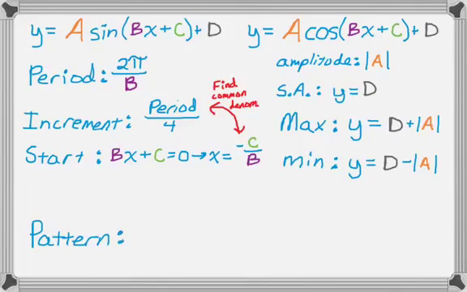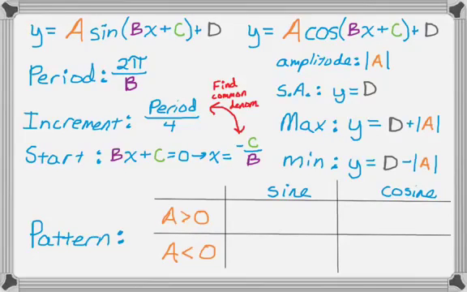So the next thing we need to know is some patterns. There are really only 4 patterns, and I'm going to set them up in this table here. If a is greater than 0, the pattern for sine is going to be intercept, maximum, intercept, minimum, intercept. If a is less than 0, what happens is the maximums and minimums switch. So it's intercept, minimum, intercept, maximum, intercept. Some people try to pronounce that. I don't. Cosine goes maximum, intercept, minimum, intercept, minimum, maximum, sorry.